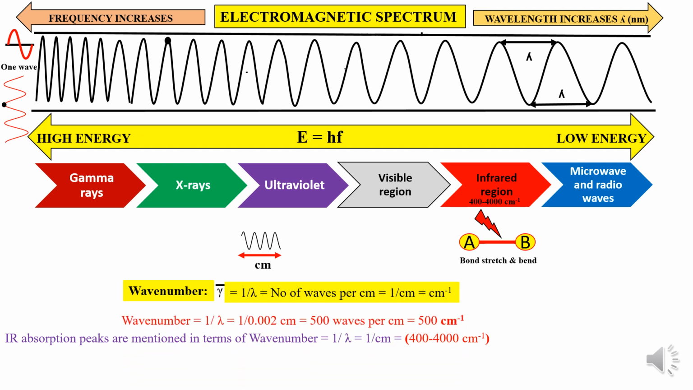So why is that? Why do they consider the wavelength unit in wave numbers and not in meters or centimeters? Now the reason is that the wavelength in terms of centimeters will be in decimal values, and it will be very difficult to handle these small values with decimals.